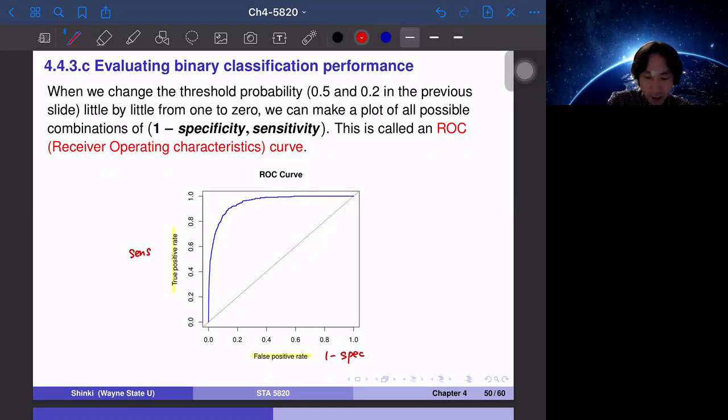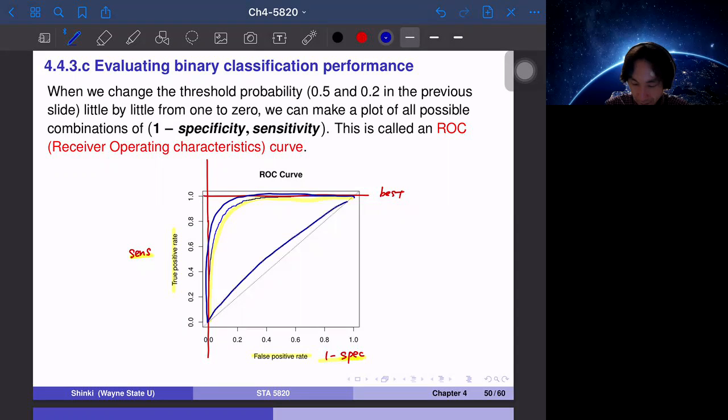Since sensitivity and specificity have a trade-off, if sensitivity gets larger, then specificity gets lower. That means 1 minus specificity gets higher. So this is a monotone increasing graph. For sensitivity, 1 is the best, and for specificity, of course, 1 is the best. So this is the best case. The good graph runs almost along this line, and a bad pair of sensitivity and specificity makes this kind of graph.